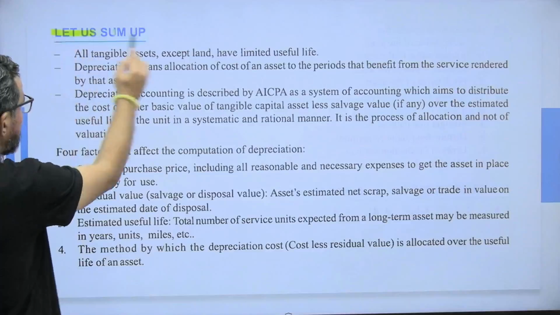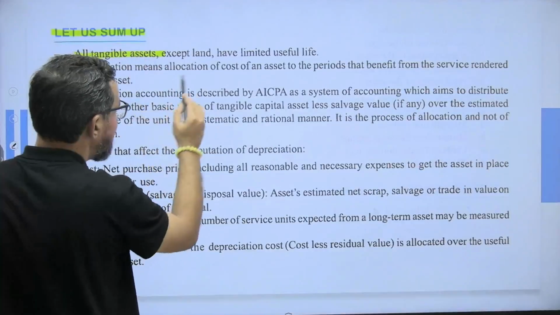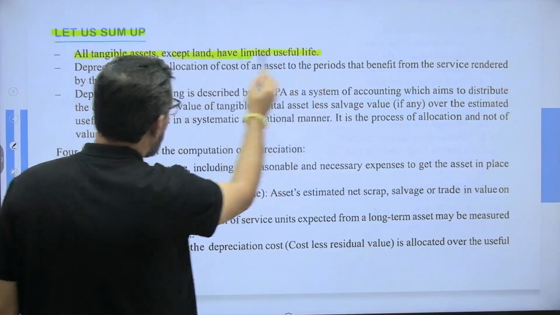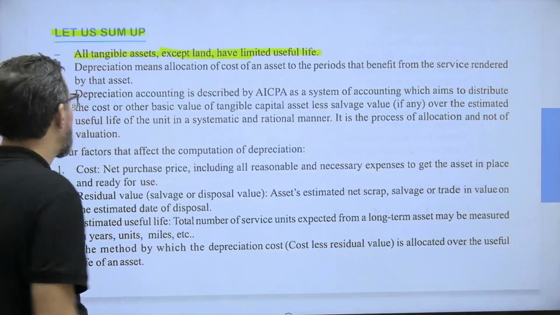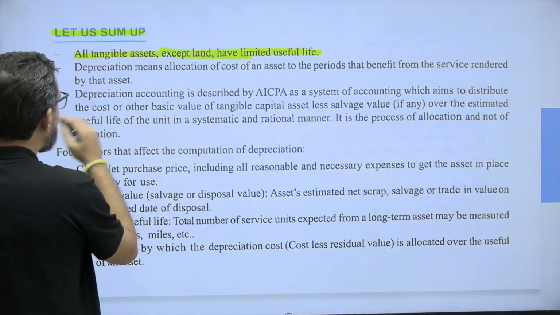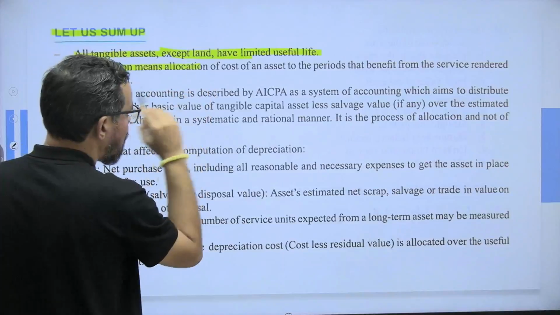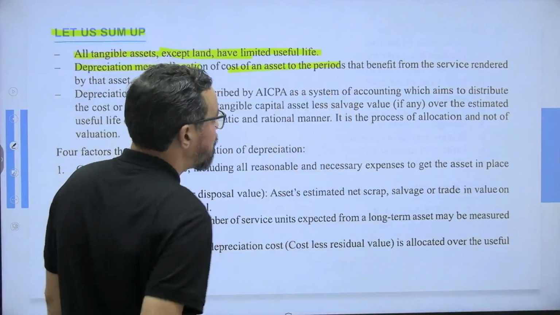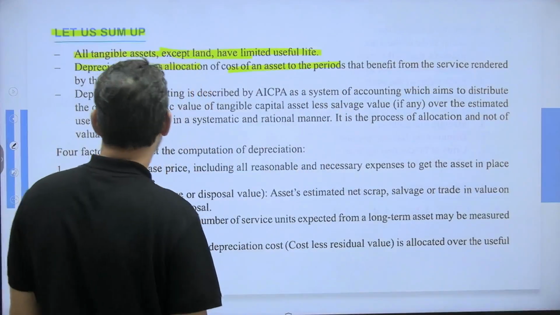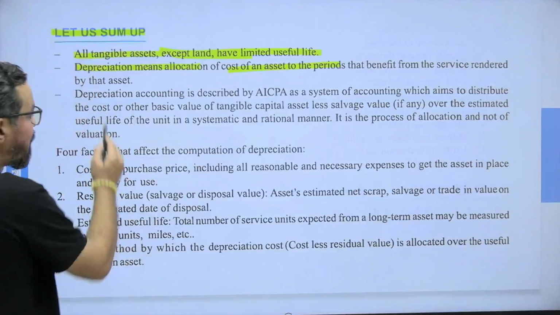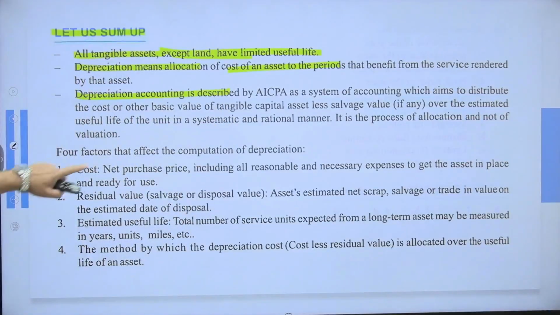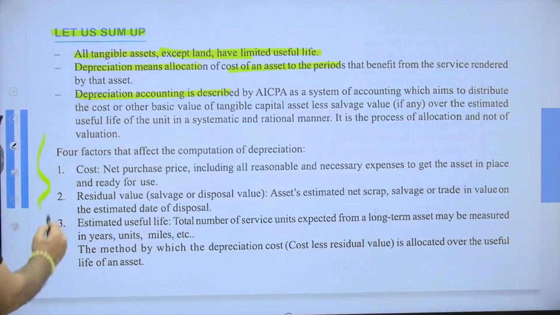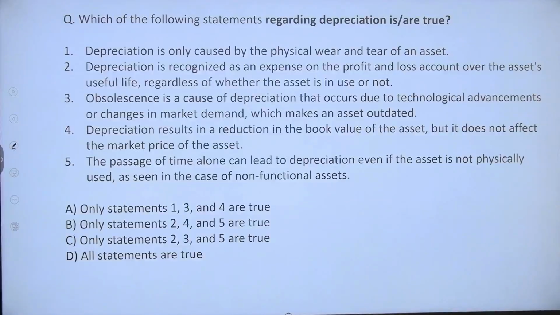So let's summarize this. All tangible assets except land have a limited useful life. So you do not have to depreciate land. Do not make these kinds of mistakes. Depreciation means allocation of the cost of an asset to the periods that benefit from the service rendered by that asset. Depreciation accounting is described by AICPA, that is the meaning and all. Okay. So these are the basic factors. It's very simple. Now let's practice some questions also.